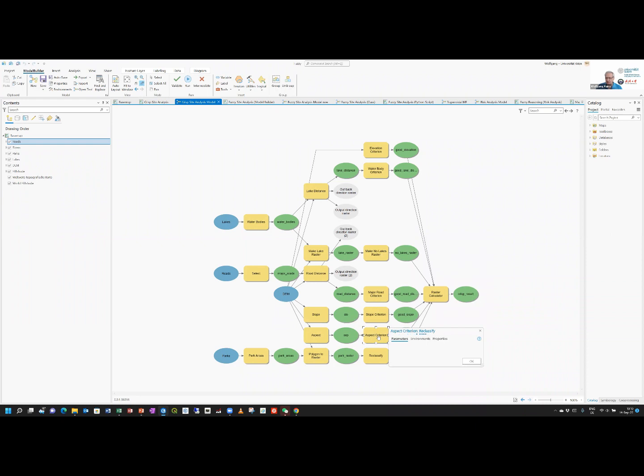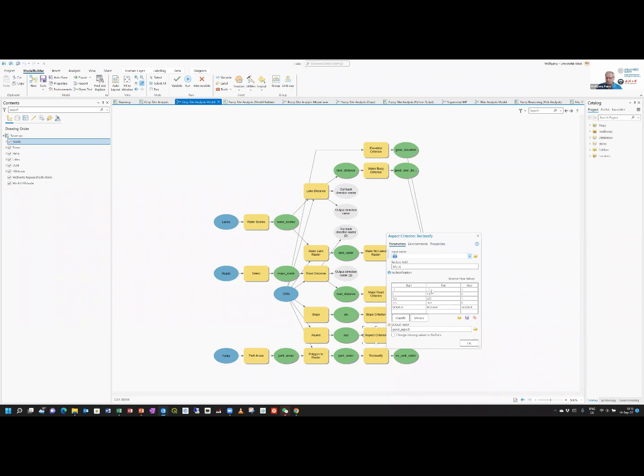In terms of aspect, we can define our criteria in such a way that we say if it's flat, it's okay. And if it's between 135 and 225 degrees, it's 1. You know, aspect is here calculated in degrees from north. So north aspect would be 0 or 360. East would be 90, south is 180, west is 270, and everything in between up to 360. So we define our aspect criterion like this.